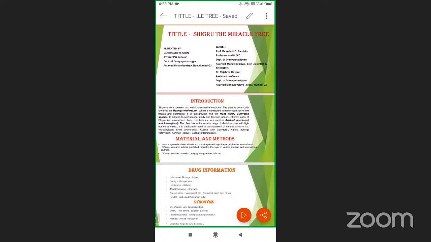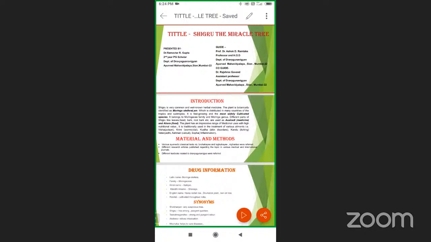Hello, everyone. Good evening. Myself Dr. Ram Avtar Gupta, second year PG scholar, Department of Dravyaguna Vigyan, Ayurved Mahavidyalaya, Sion, Mumbai. Today my topic for paper presentation is Shigru, the miracle tree. Why is this plant called a miracle tree? We will come to know after the end of the session, after seeing the various slides.